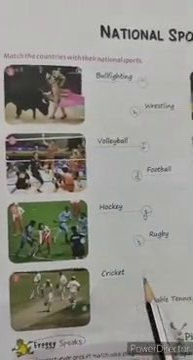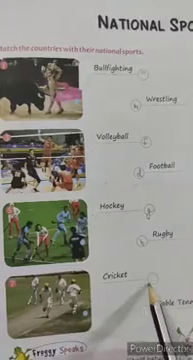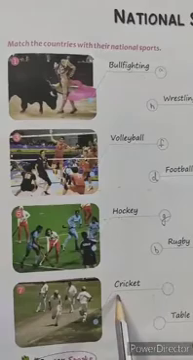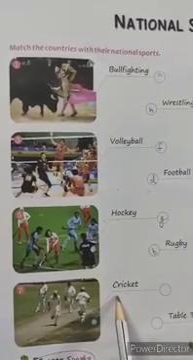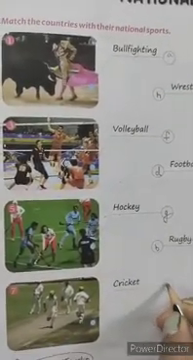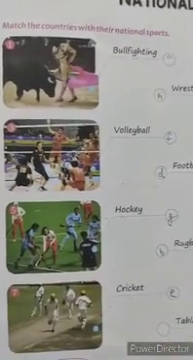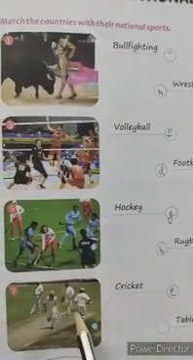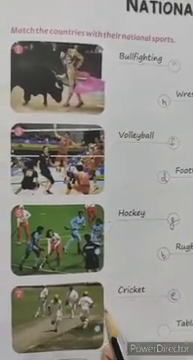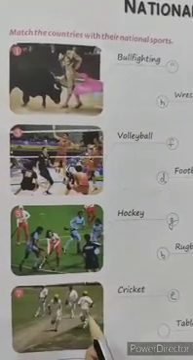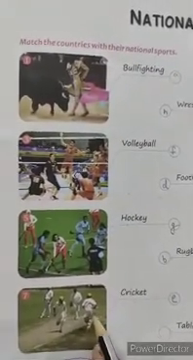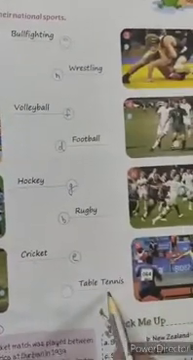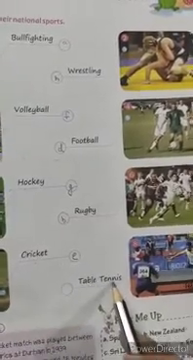Now, the most common and one of the favorite games in our country is cricket. Cricket is the national sport of England. So we will write over here E. Cricket is a national sport of England. Obviously, you all are very much familiar with this game because it is very famous in our country also. It is two teams of 11 players in each team and it is played with the help of a bat and ball.